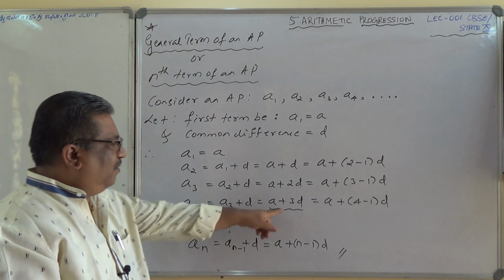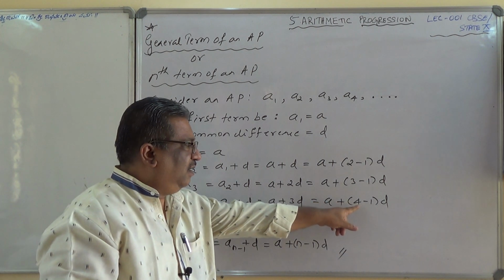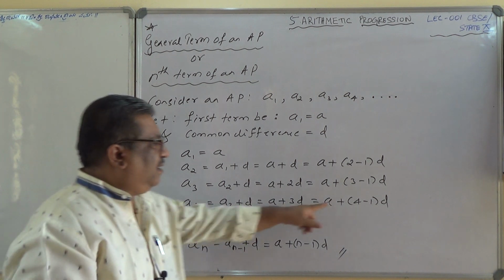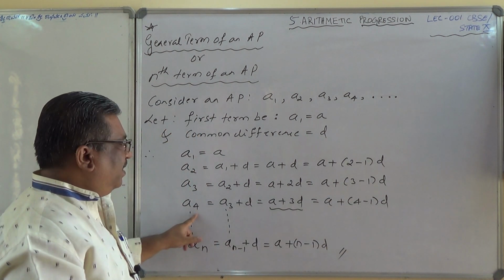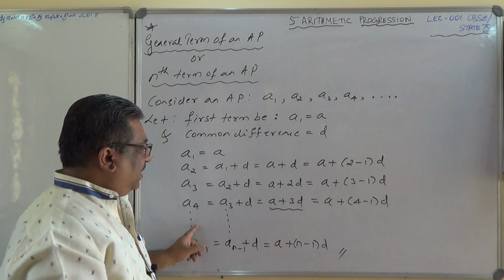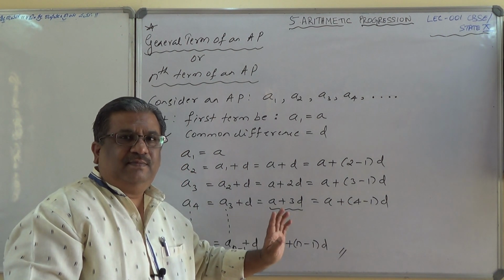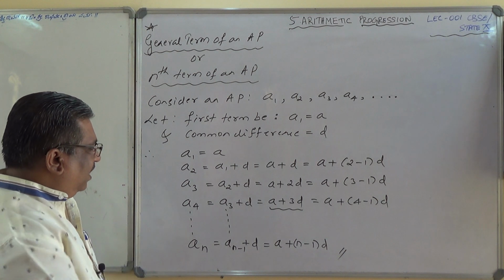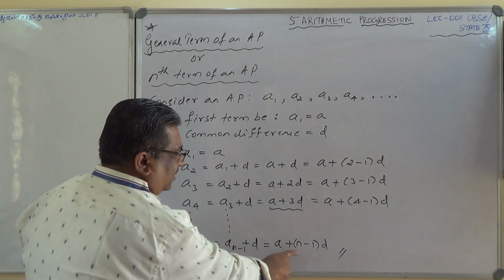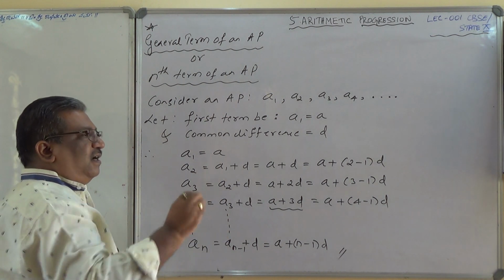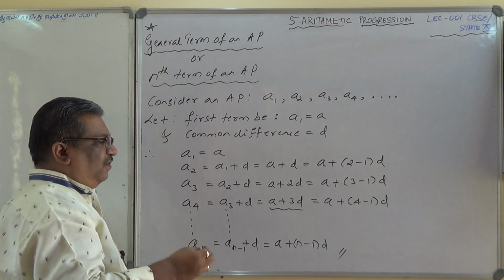Is it correct? How do you get this one? It is 4 minus 1, no? If it is 4 here, it is 4 minus 1 times D. If it is 5 here, 5 minus 1 times D. If it is 6 here, 6 minus 1 times D. If it is n here, n minus 1 times D. That's all. Therefore, An equals A plus (n minus 1) into D is called the general term or nth term of an AP.